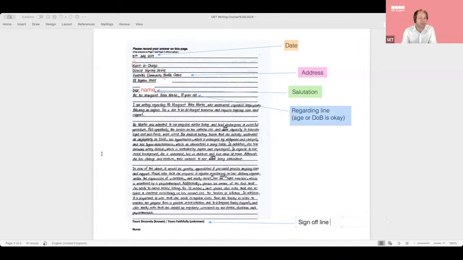This is called the sign-off line. Different names, different things. So this is the layout of the letter. Date at the top or below the address. Then you have the address, then the salutation, then the RE line, then the sign-off line at the end. Does that make sense, everyone? Any questions? I know this is fairly basic, but I think it's important to review these things.